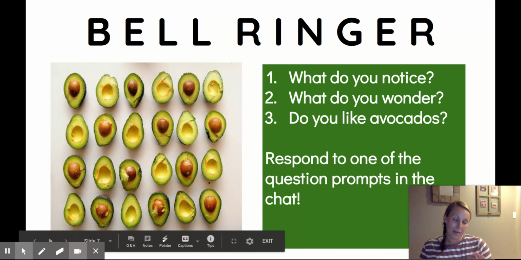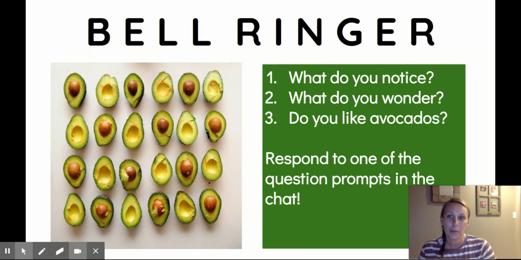So we're going to start incorporating a bell ringer. Like many of your other classes, you've probably done bell ringers before, but it's just a way to get your brain thinking, and particularly thinking like a mathematician. So I'm going to ask you to notice and wonder. Take a look at the picture on the left-hand side. So many avocados, yum. My question to you is, what do you notice? What do you wonder? And do you like avocados?